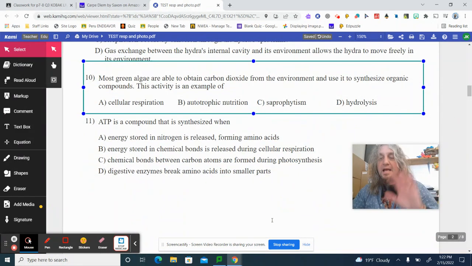Most green algae are able to obtain carbon dioxide from the environment and use it to synthesize organic compounds. This activity is an example of A. Cellular respiration. B. Autotrophic nutrition. C. Saprophytism. D. Hydrolysis.